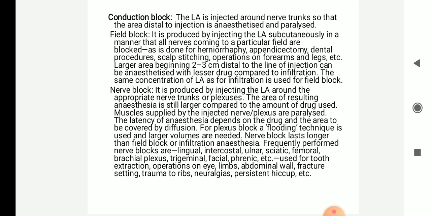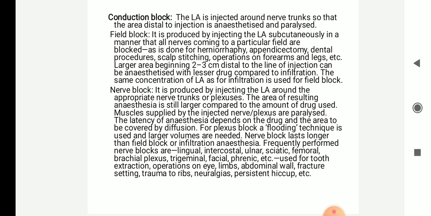A larger area beginning 2 to 3 centimeters distal to the line of injection, distal meaning below the point of injection, can be anesthetized with less drug compared to infiltration. The same concentration of local anesthetic as for infiltration is used in field block anesthesia. Next is the nerve block.